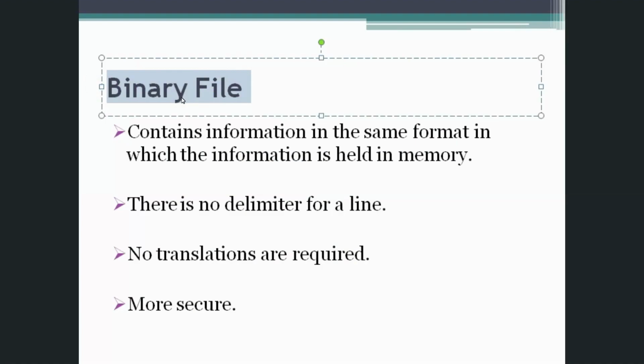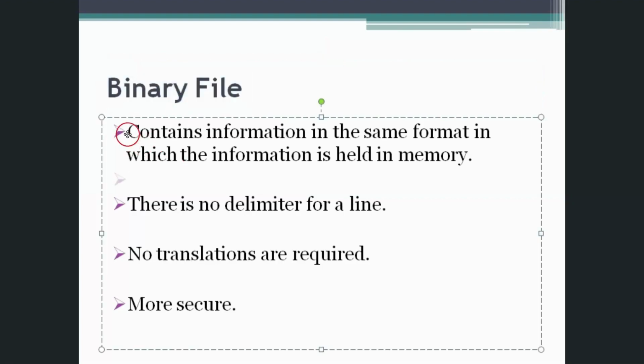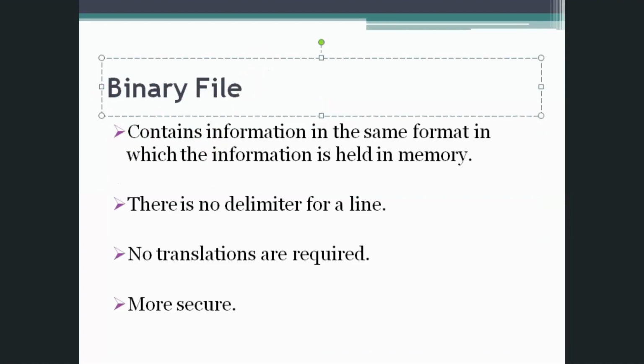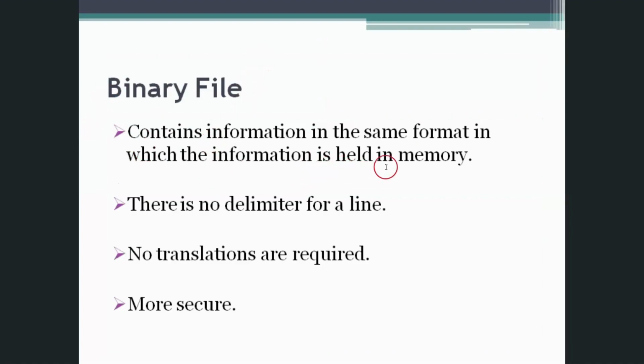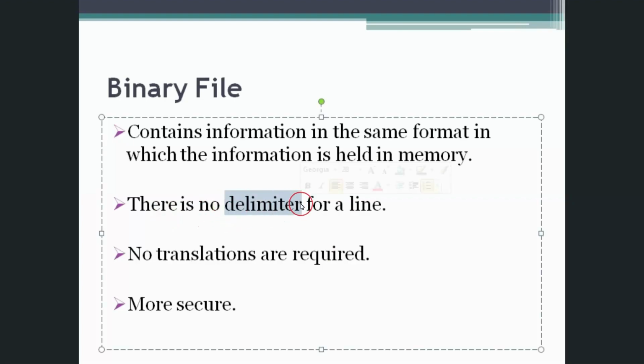Binary means bytes, containing zeros and ones only, which humans cannot understand, but only computers can understand. It contains the information in the same format in which the information is held in memory. Humans cannot read what is inside the memory of that file. So there is no delimiter for a line; the \n is not required.